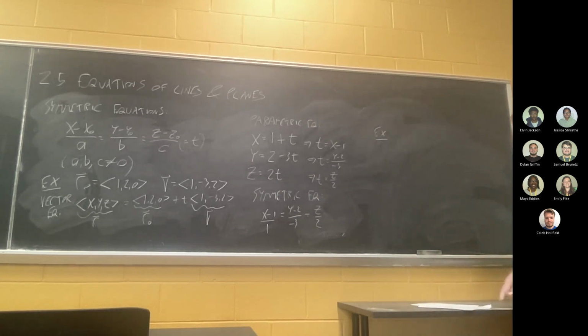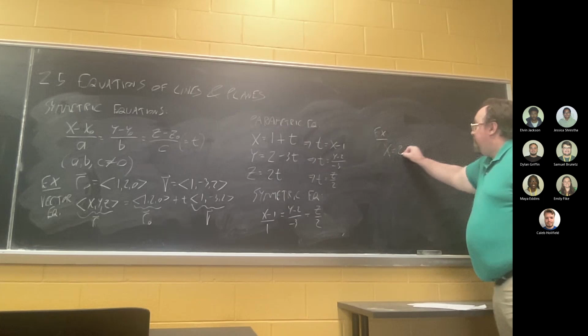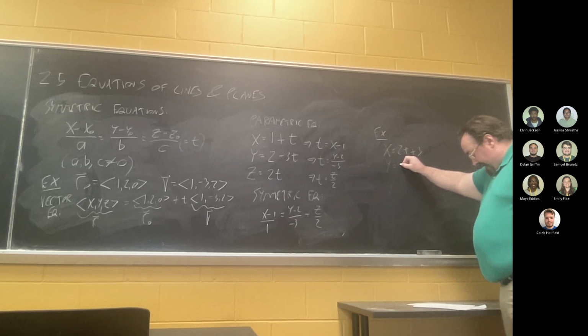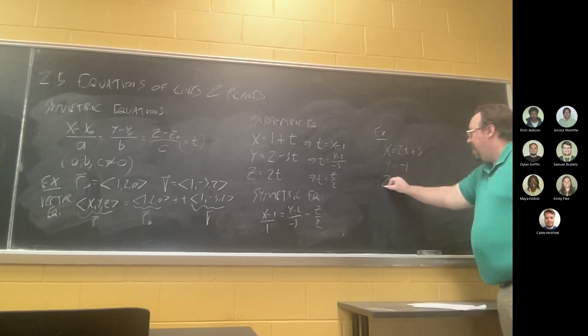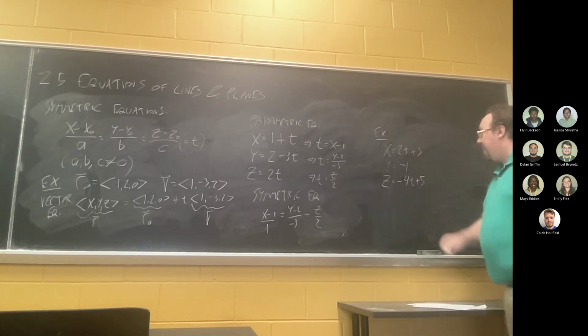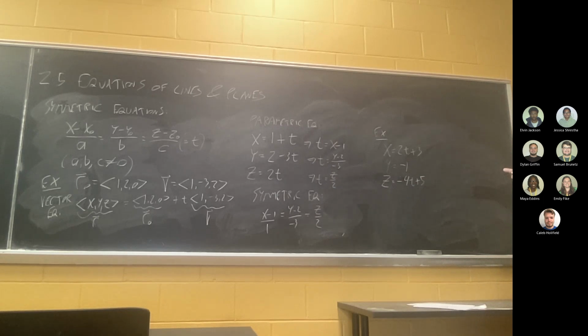So to change the example a little bit, here's another line with these parametric equations. x is equal to 2t plus 3. y is equal to minus 1, so there's no t in here. z is equal to minus 4t plus 5. So if you look at what's multiplying t on the right side of each of these equations, the direction numbers are 2 for x, 0 for y, because there is no t there, and then minus 4 for z.